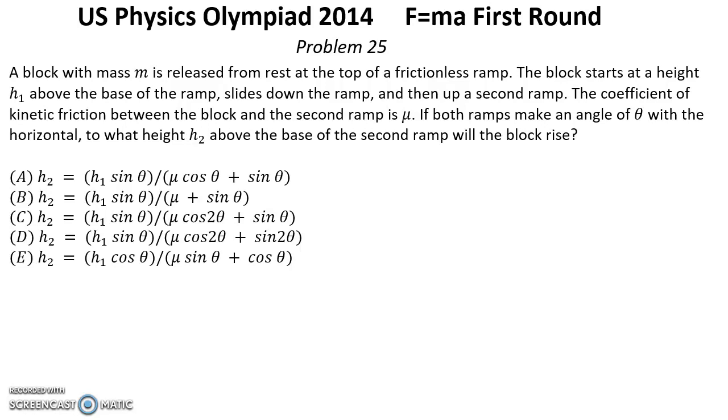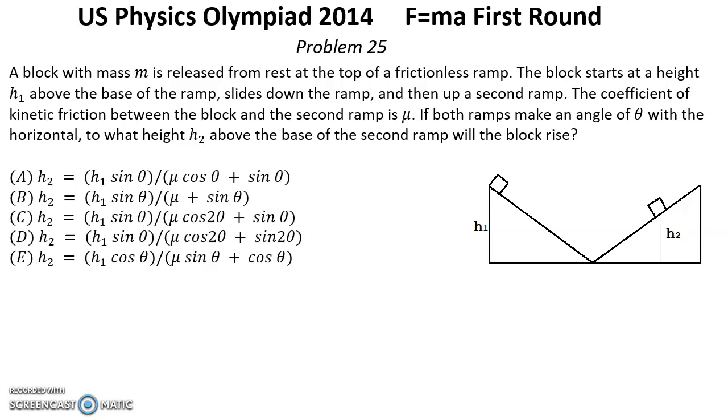Solution. Let's draw the picture. To solve this problem, we can use the work energy theorem. It means that initial potential energy of this block equals final potential energy of this block plus the work done by force of friction. And because first ramp is frictionless, we can use just work done on the second ramp. And we have this equation.